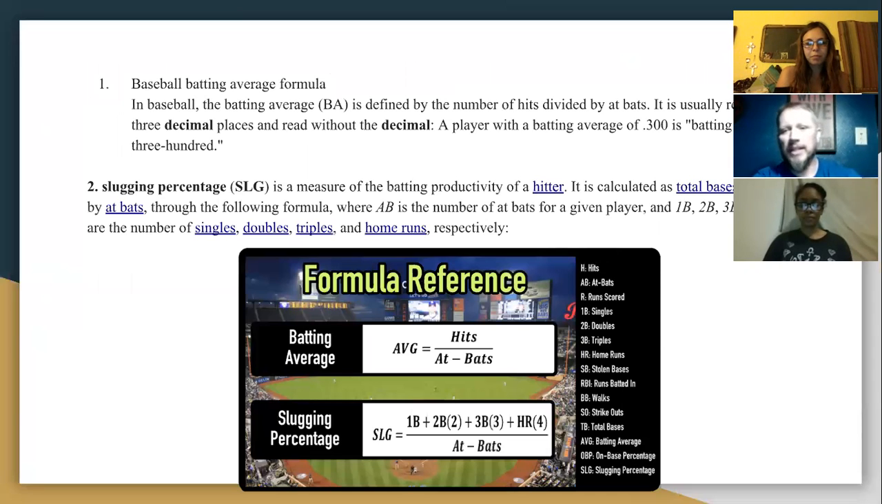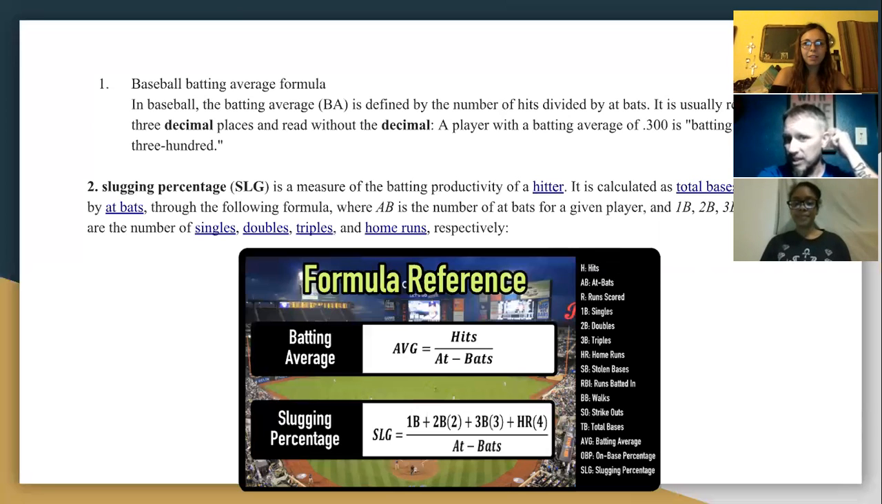As you can see here, this is what we used numerous times in baseball. Baseball batting average formula: in baseball, batting average, BA, is defined by the number of hits divided by at-bats. It's usually reported to 3 decimal places and read without the decimal. A player that is batting an average of .300 is batting 300, which is good.